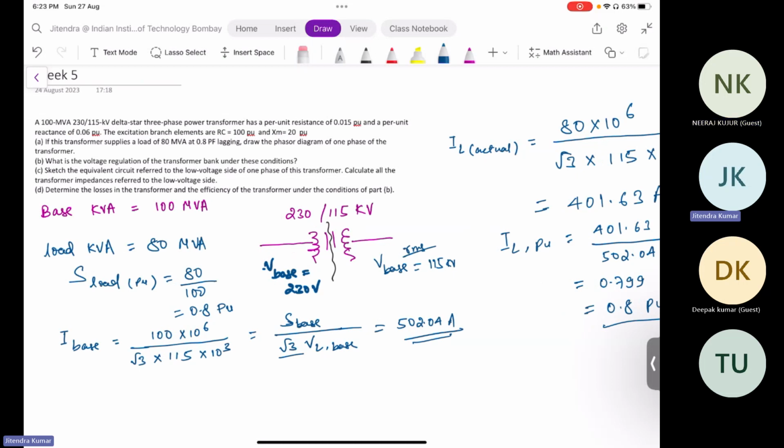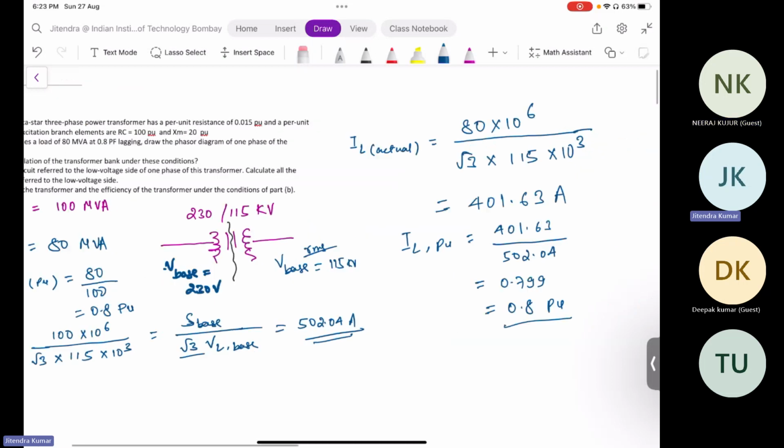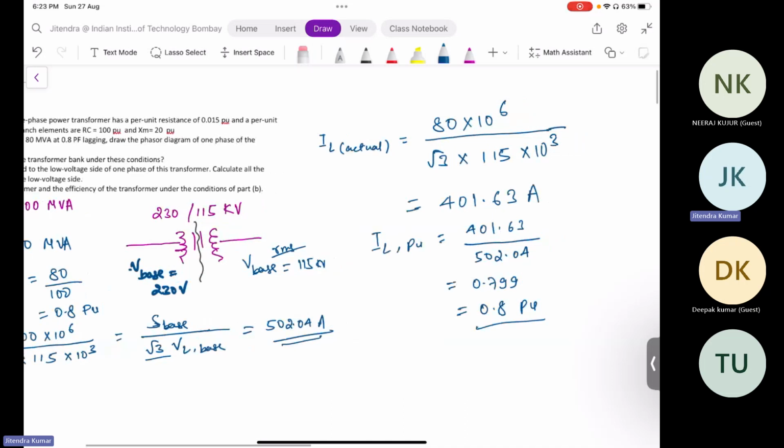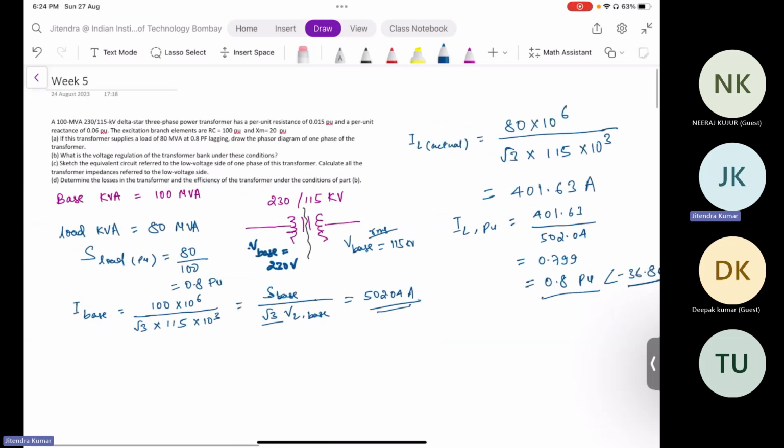Since we are done with the load current in per unit, and we are given the power factor of 0.8 lagging, we can write the angle as minus 36.86. The 0.8 and 0.6 power factors are very common in machines, power system and power electronics problems, so you should remember these values. It is 36.86 for 0.8 and 53.13 for 0.6. These two values are very important.